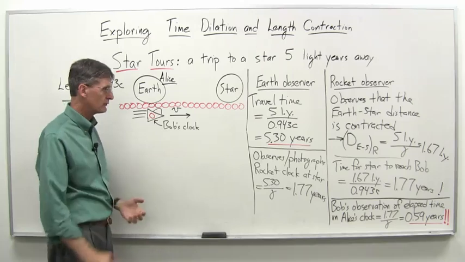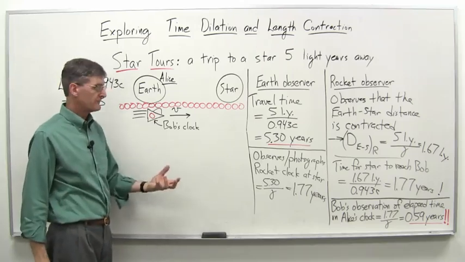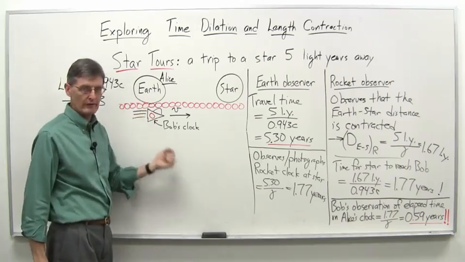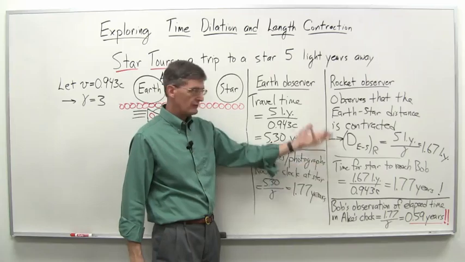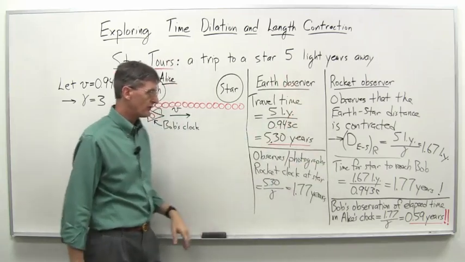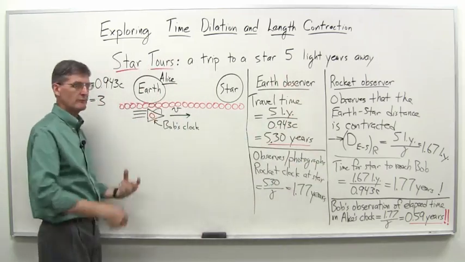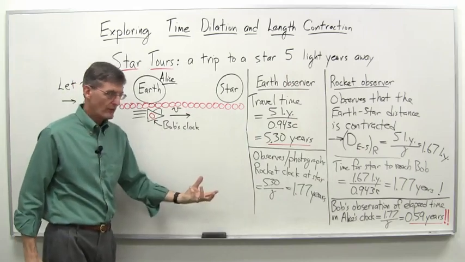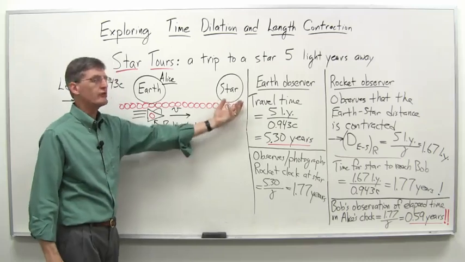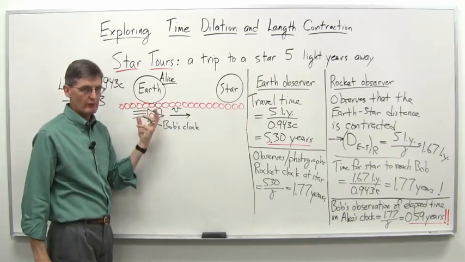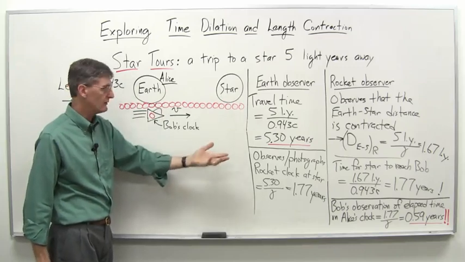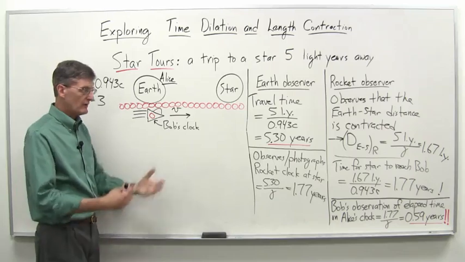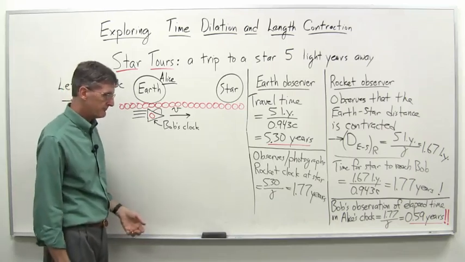And he says, yes, absolutely. That's what my clock should say. That's what the photograph shows. And I agree absolutely, because I traveled for 1.77 years. Actually, I should back up, he didn't travel for 1.77 years. The star traveled toward him for 1.77 years, a distance of 1.67 light years, at speed 0.943 c. It all works out to him.